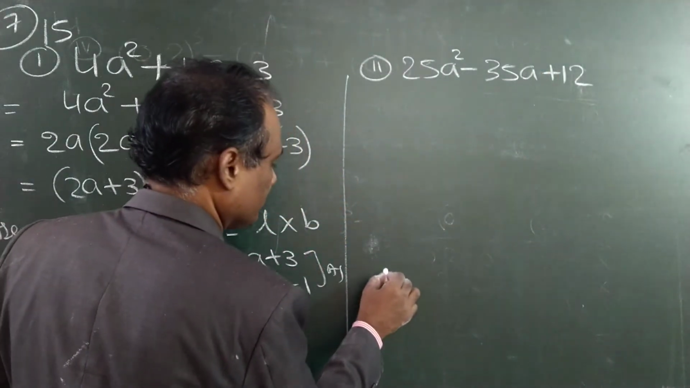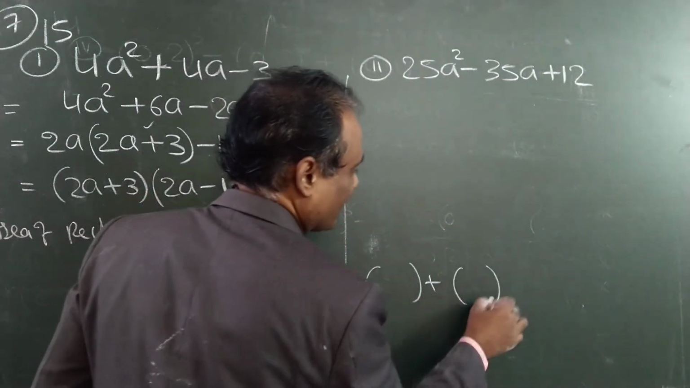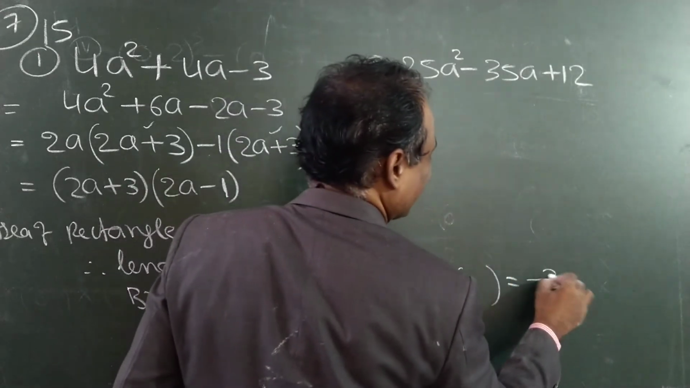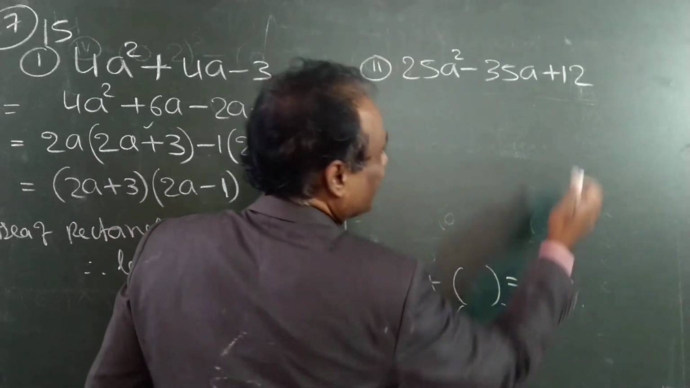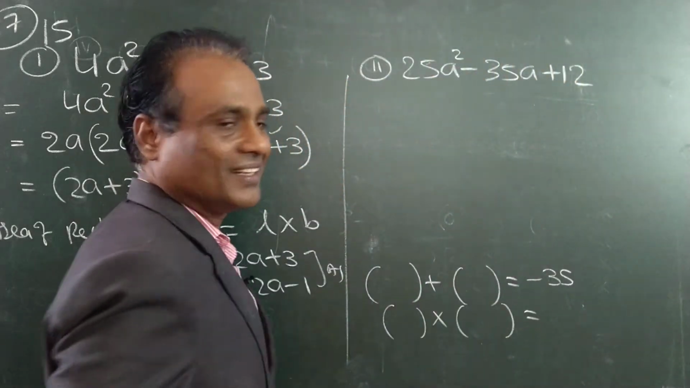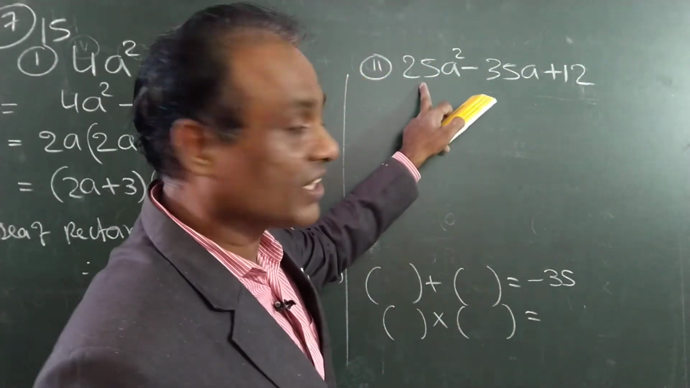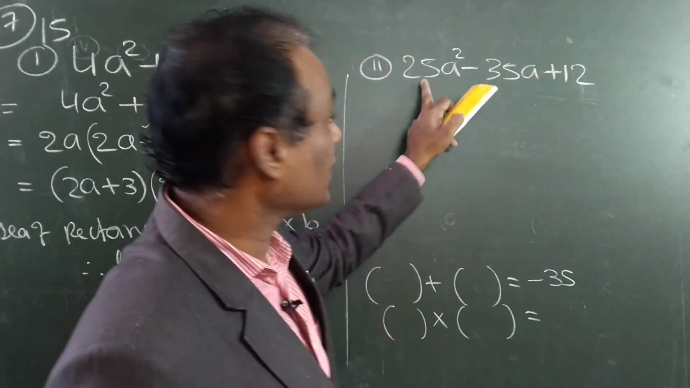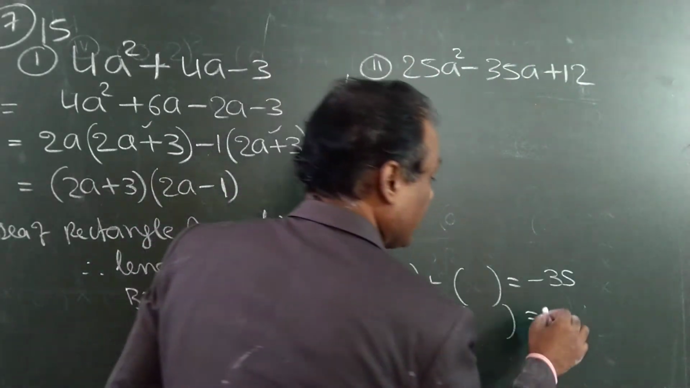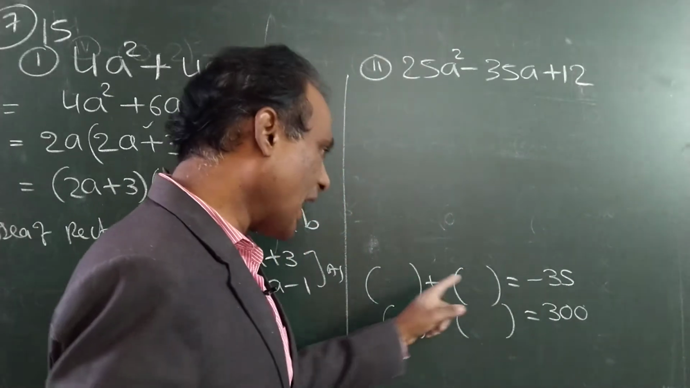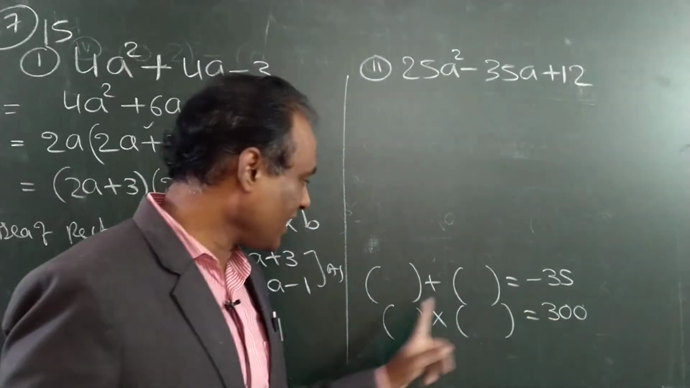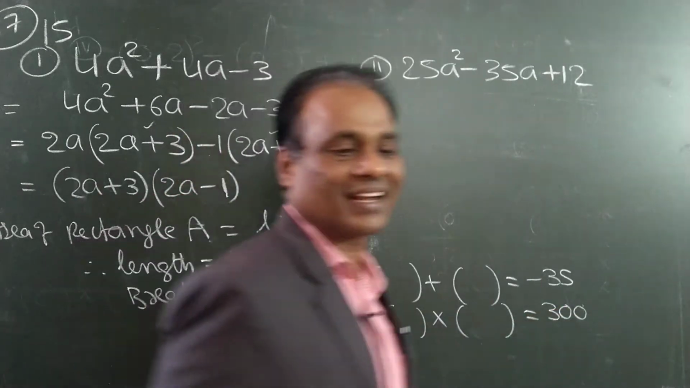Tell two numbers whose sum is minus 35. The product should be how much? 12 into 25. 12 into 25 is 300. Now you tell me two numbers. If we add, we have to get minus 35. If you multiply, we have to get 300. Tell the numbers.